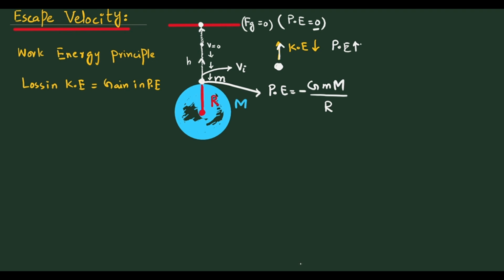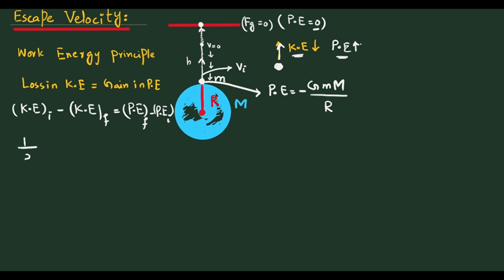In the upward direction, the kinetic energy decreases and the potential energy increases. Hence, the loss in kinetic energy is equal to the gain in potential energy. The loss in kinetic energy will be written as the initial kinetic energy minus the final kinetic energy, because this is loss, and the gain in potential energy will be equal to the final potential energy minus the initial potential energy.